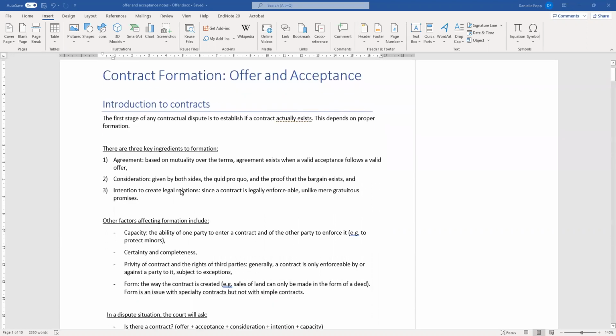So I've started with introduction to contracts. So the first stage of any contractual dispute is to establish if a contract actually exists. So this depends on proper formation. And particularly if you are studying a contracts A course, there will be a lot of questions on contract formation.